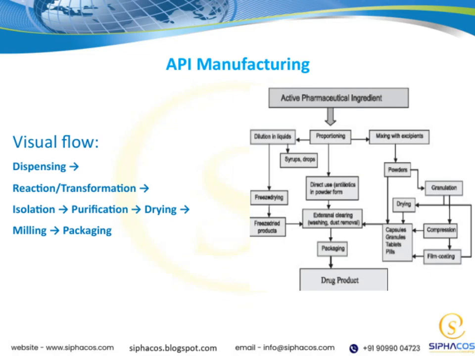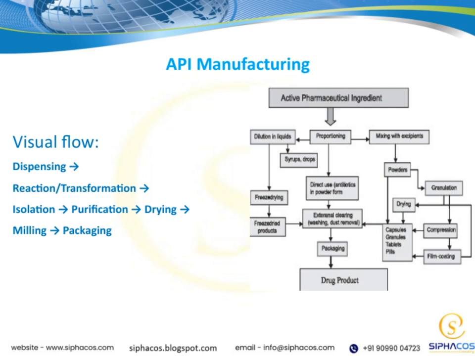Now, let's walk through the typical flow in API manufacturing. It all starts with dispensing, where the raw materials are measured and prepared accurately. From there, we move into the reaction or transformation stage, where chemical changes occur to synthesize the active pharmaceutical ingredient. Once the reaction is complete, the next step is isolation, where we separate the API from other substances. Following that, purification helps us remove impurities, ensuring the API meets quality standards. Then, the material is dried to achieve the desired moisture content.